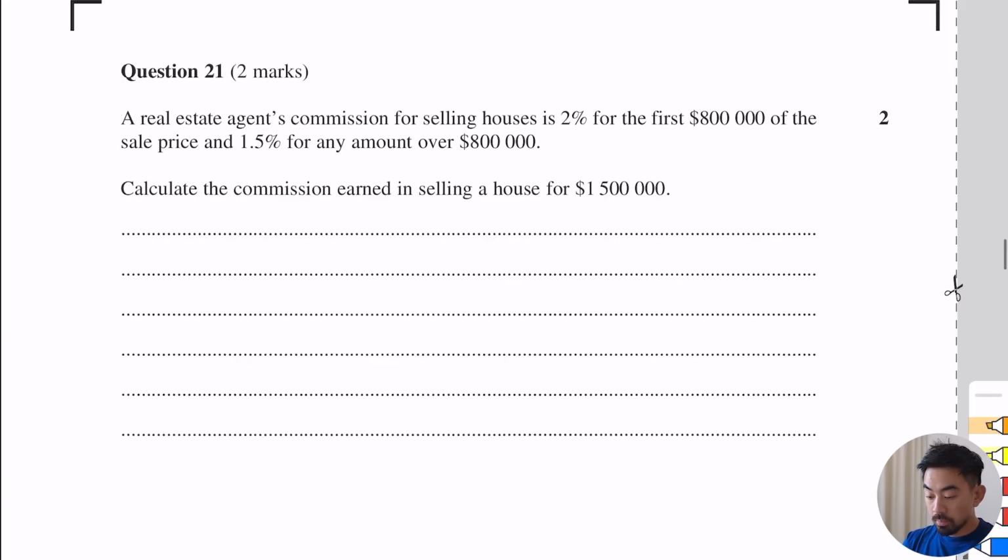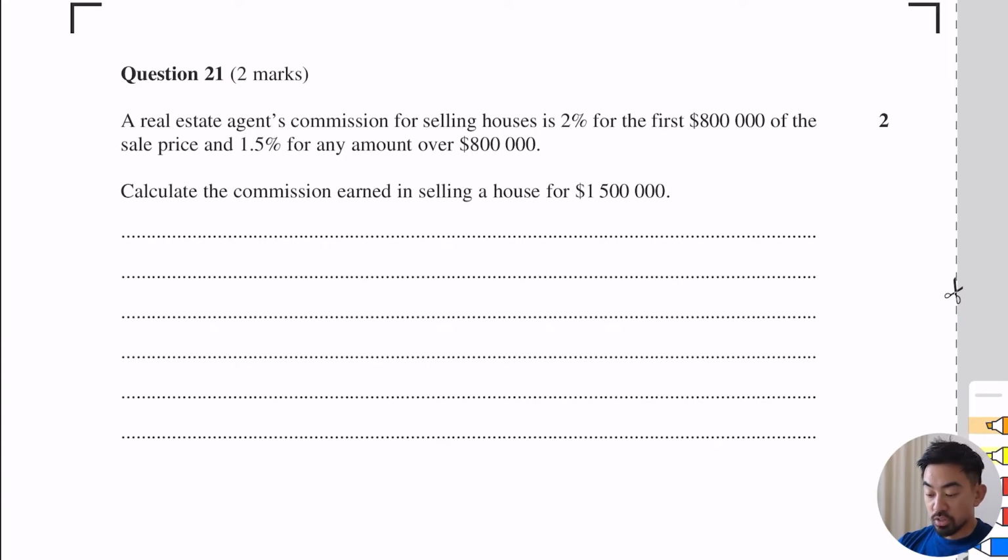Moving on. A real estate agent's commission for selling houses is 2% on the first 800,000 of the sale price and 1.5% of any amount over 800,000. Calculate the commission earned in selling a house for $1.5 million. Okay, it's a pretty straightforward question. Basically, you're getting different commission rates whether you're above or below 800,000. So it makes sense to split this with the two numbers that actually add up to that.